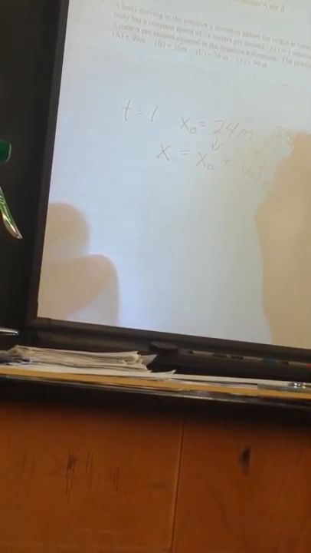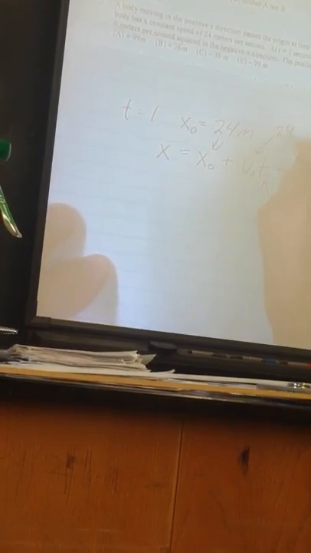And what is V naught, guys? Is it 0 or is it 24? He was moving 24 meters per second before we started accelerating. Wouldn't that be 24 then? Yeah. 24 meters per second.